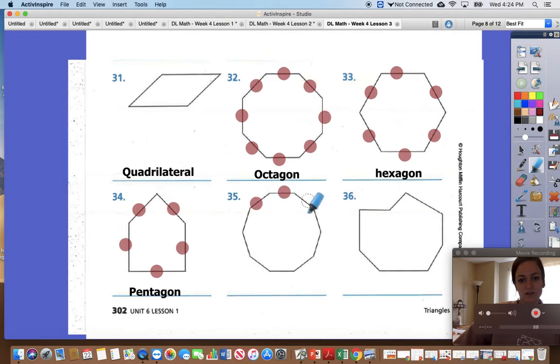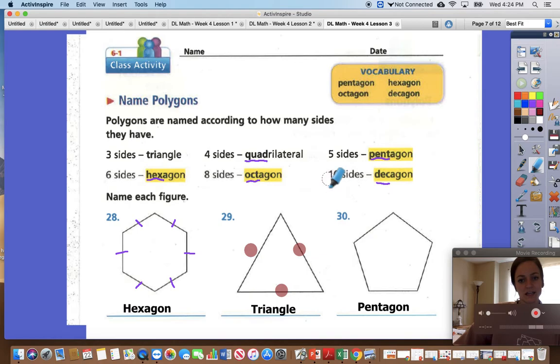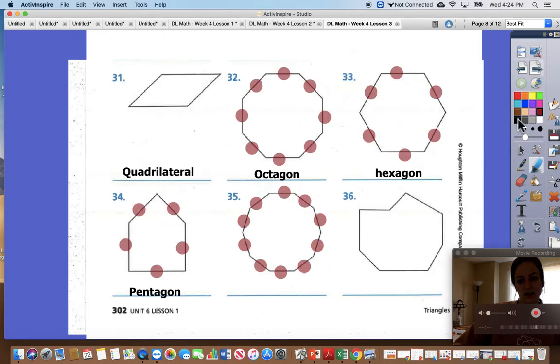1, 2, 3, 4, 5, 6, 7, 8, 9, 10. This one has 10 sides, so let's go see what it's called. It is 10 sides, so it's a decagon.